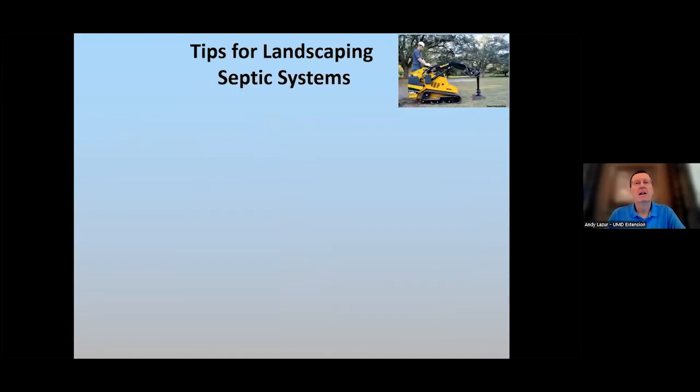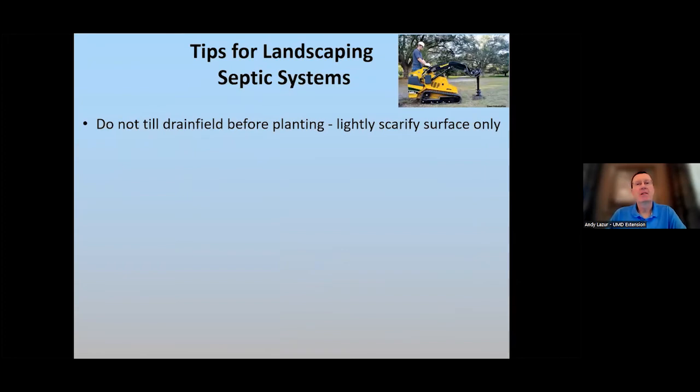So what I'd like to do now is talk about when we home in on the types of plants and things like that. But what are some of the other things that we need to think about in landscaping? Certainly if you're going to plant over your drain field, even if it's turf, you do not want to till up the drain field. You can maybe scratch it up a little bit to loosen up the top inch or so of soil, but you don't want to do any deep tilling.